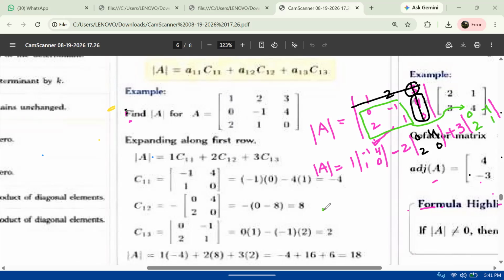So now you take A determinant equals 1 into, you take its determinant, you multiply -1, 0, it gives you 0, then put the negative sign. Multiply 1 with 4, it gives you 4.